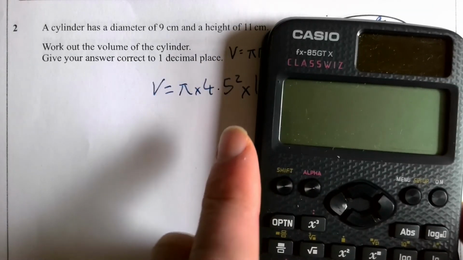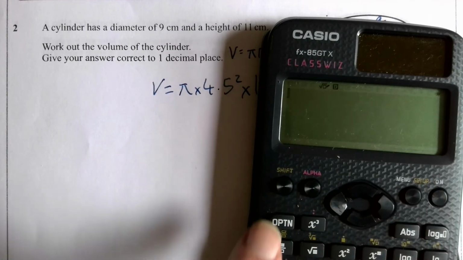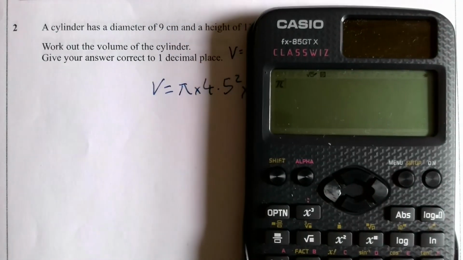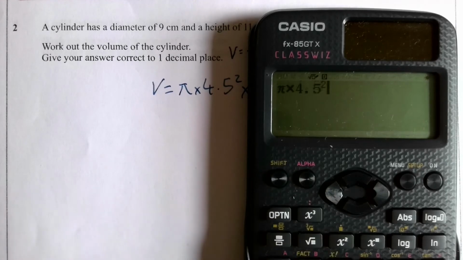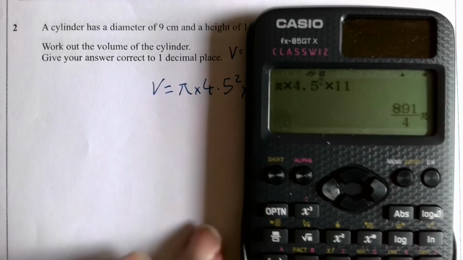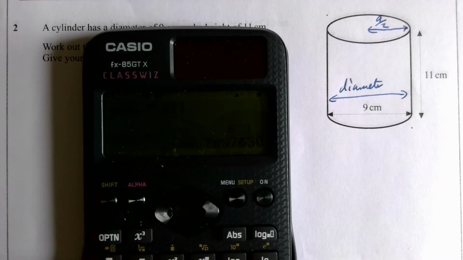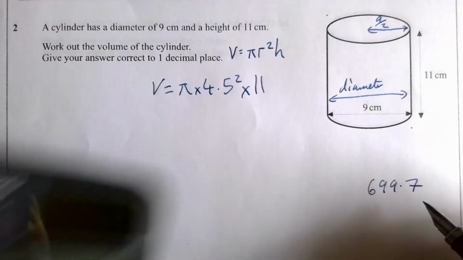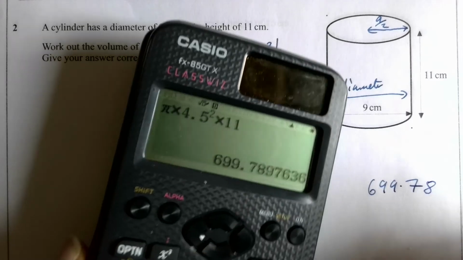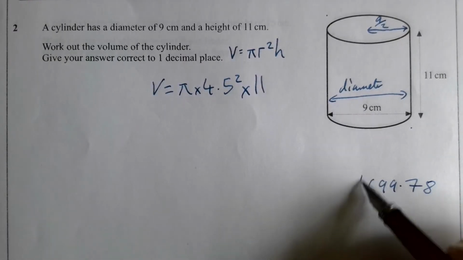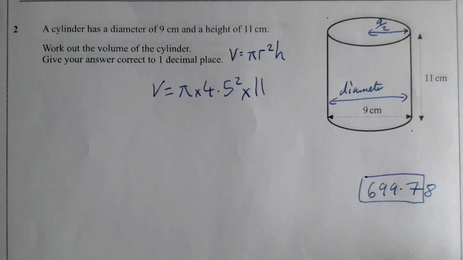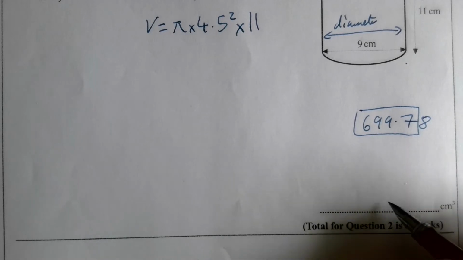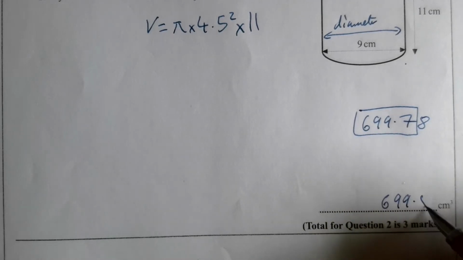So all you need to do is get the calculator out, press on, shift down to the bottom where that pi is, times 4.5 squared times 11 equals 891/4 pi. Press S to D and you get 699.7. Now I've written down 0.78. They've asked for 1 decimal place, so I've written down the first 2 decimal places on the display. I want to write 699.7, but that 8 means it's closer to 699.8 than 699.7, so we round it up.